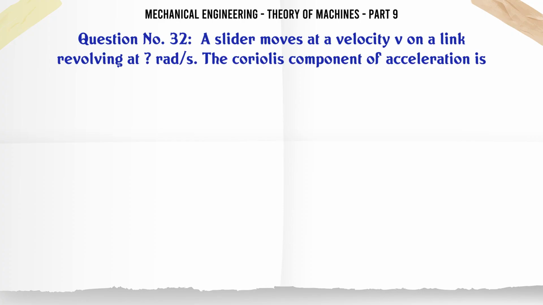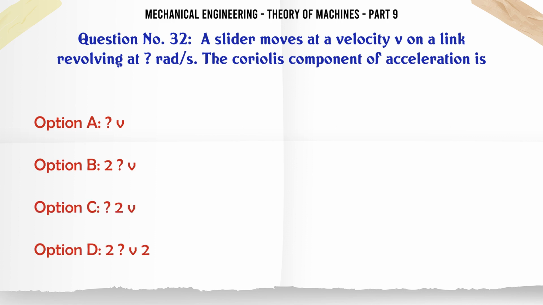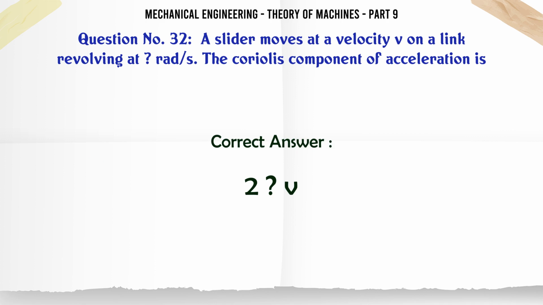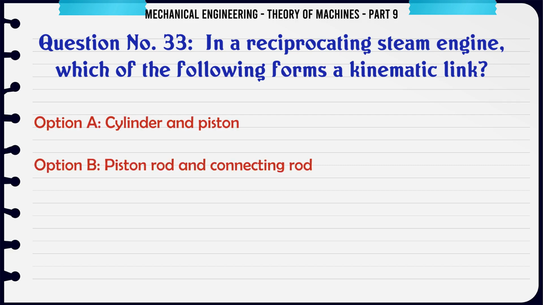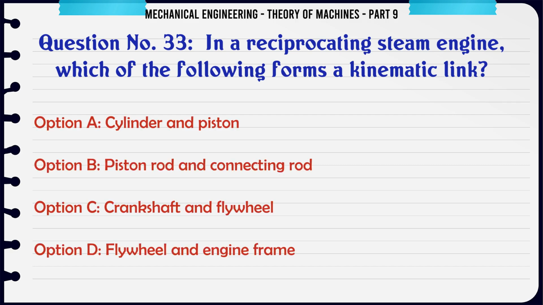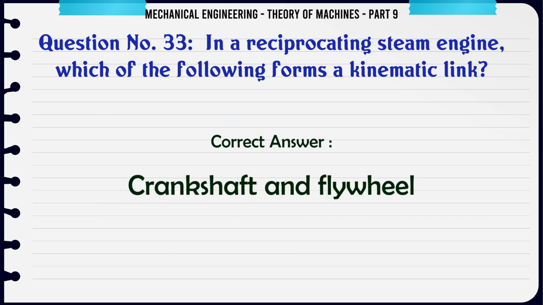A slider moves at a velocity v on a link revolving at ω rad/s. The Coriolis component of acceleration is A. ωv, B. 2ωv, C. 2ω, D. 2ω²v. The correct answer is 2ωv. In a reciprocating steam engine, which of the following forms a kinematic link? A. Cylinder and piston, B. Piston rod and connecting rod, C. Crankshaft and flywheel, D. Flywheel and engine frame. The correct answer is crankshaft and flywheel.